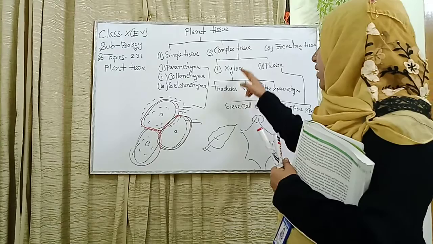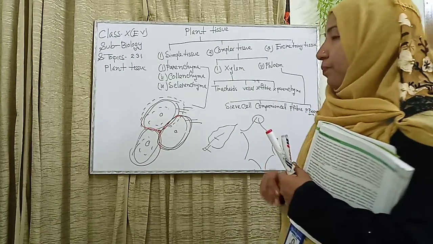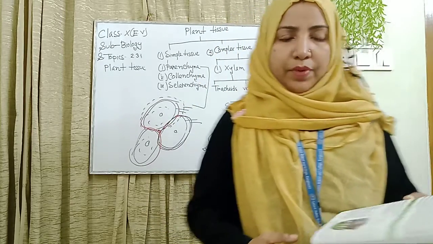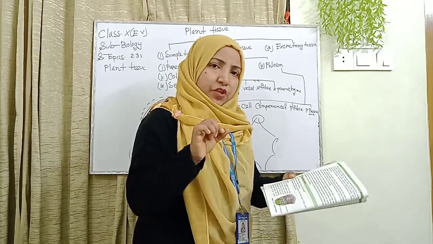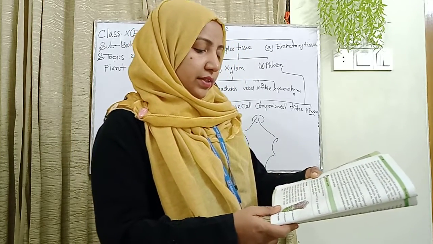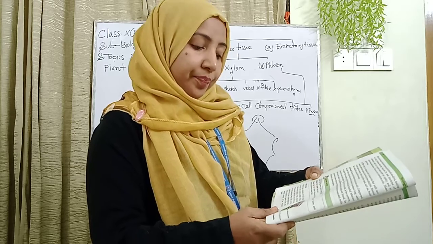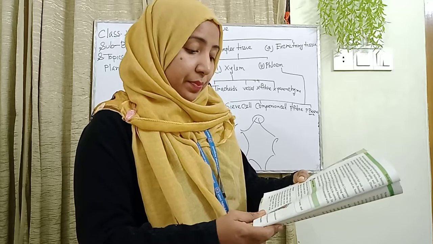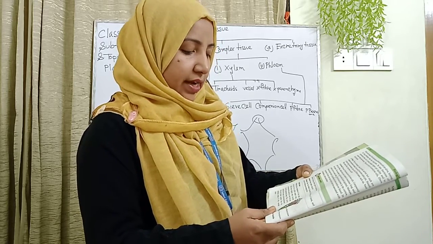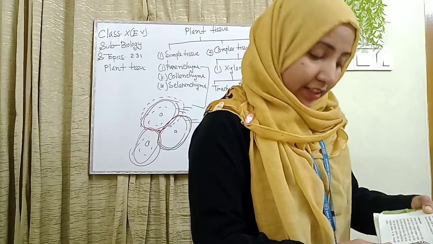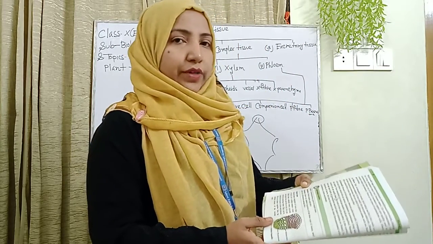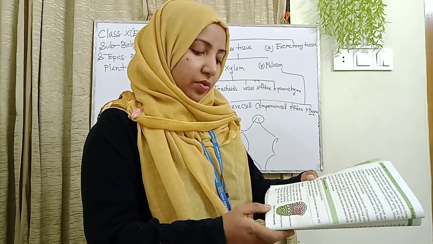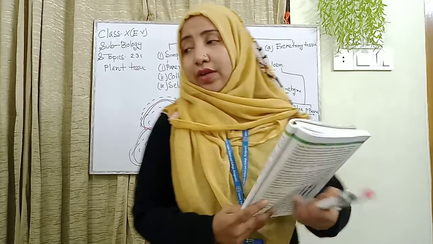Now our next topic is complex tissue. What is complex tissue? Please everyone see. Permanent tissue composed of more than one type of cell is called complex tissue. Complex tissue conducts water, minerals and prepared food, and this is why they are also called conducting tissue. They can be grouped into two types, xylem and phloem. Xylem and phloem together form the conducting structure of the vascular bundle.